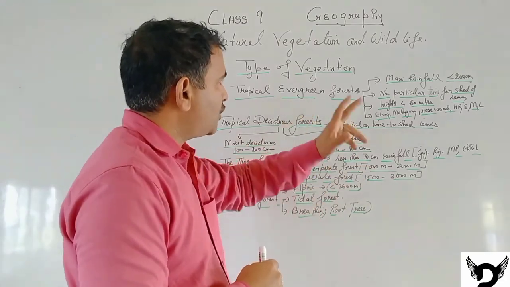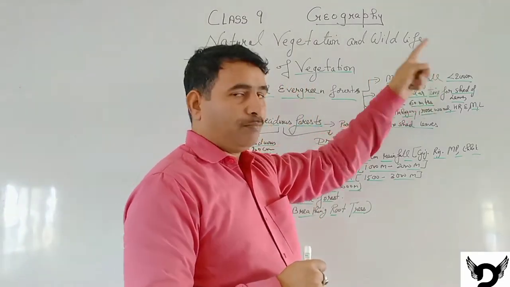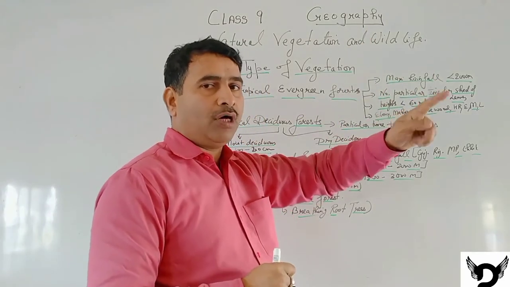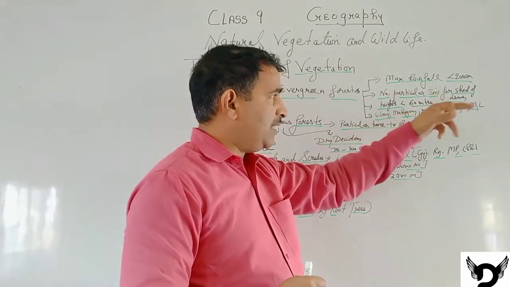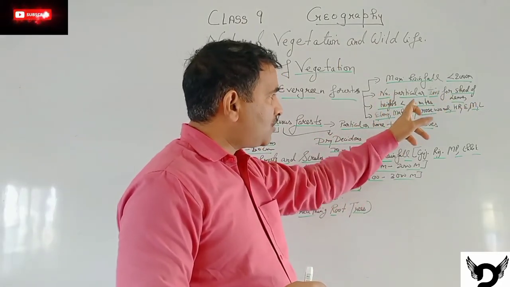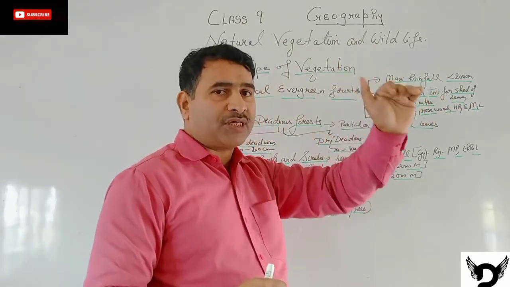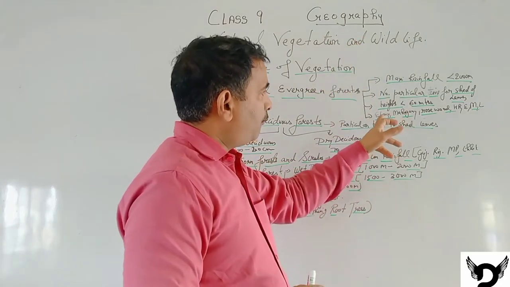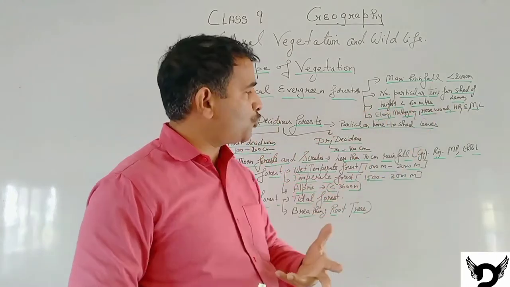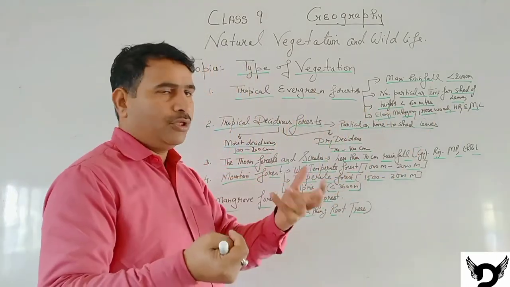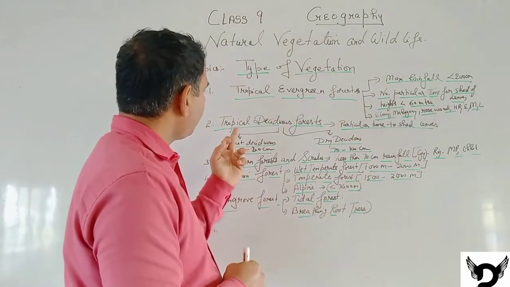In evergreen forests, the first point is maximum rainfall, the places having more than 200 cm of rainfall. There is no particular time to shed the leaves, as I just told you. Height is around 60 meters or more. The flora includes ebony, and you have seen animals like the rhinoceros. All these things are mentioned in the books, so no need to discuss them.